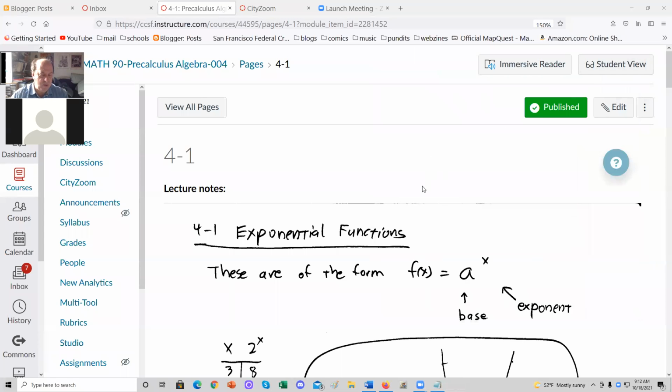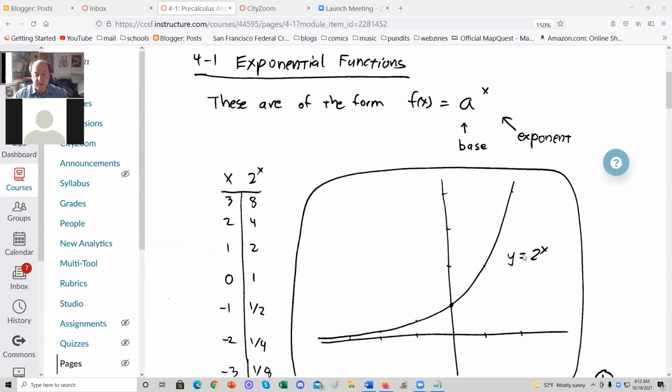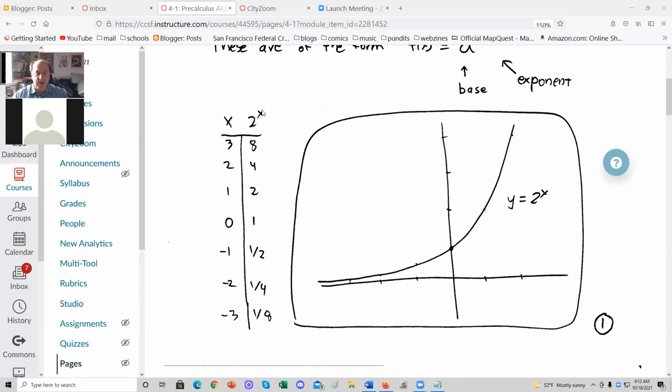Okay, for today we'll be doing exponential functions and exponentials base e. An exponential function is of the form f(x) = a^x. a is called the base, x is called the exponent, therefore the name. Here's an example, 2^x.